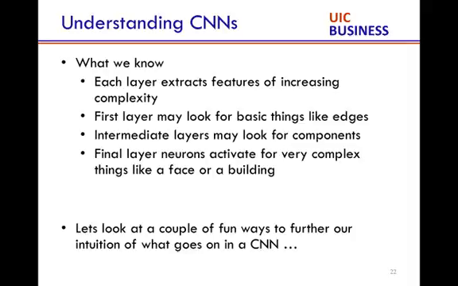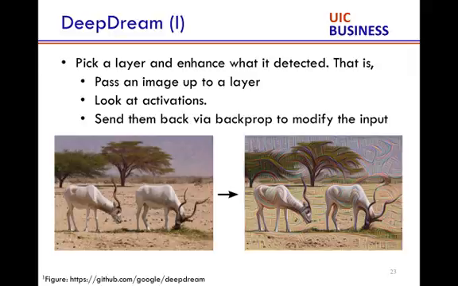So the first layer is looking for something very basic. The intermediate layers are looking for some components, and the final layer is mashing up and trying to look for very complex things. And this part was what we visualized a couple of slides ago. So let's now look at a couple of fun ways to further intuit what's happening. The first thread is called Deep Dream.